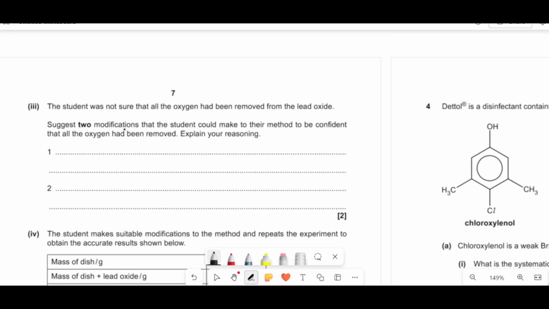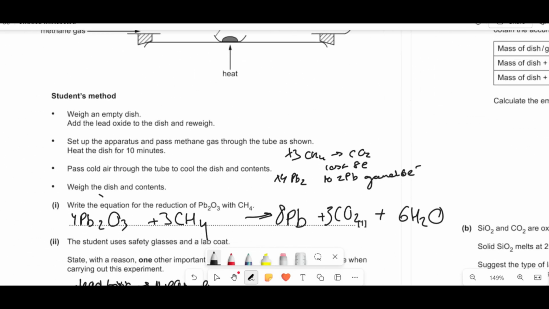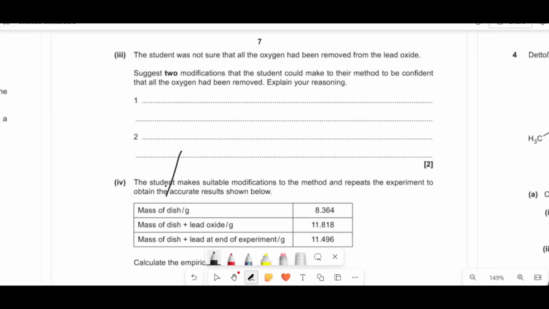Suggest 2 modifications that they could make to make sure that they could be confident all of it had been removed, and explain your reasoning. So there's practical elements to this and things they can do to this equation. So here, remember, look at the method. They're looking at weighing the dish of the contents. If they want to check it's all reacted, why not just keep weighing it until the contents are constant?